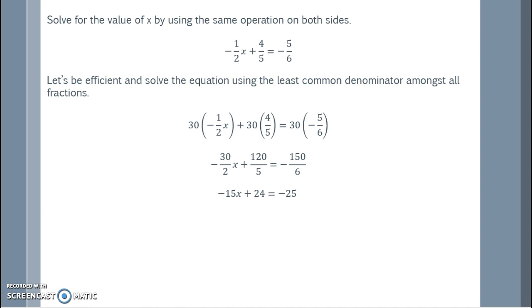So now we have to use the same operation. So we need to get that x by itself. So first we're going to subtract 24 from both sides, giving me negative 15x equal to negative 49. We then need to divide both sides by negative 15. So x is equal to 49/15.